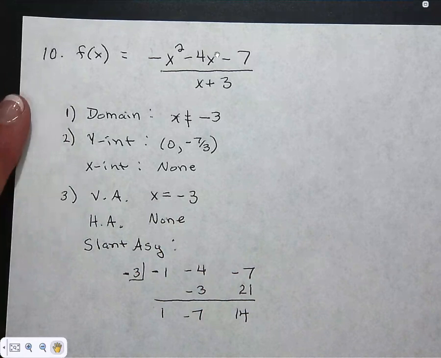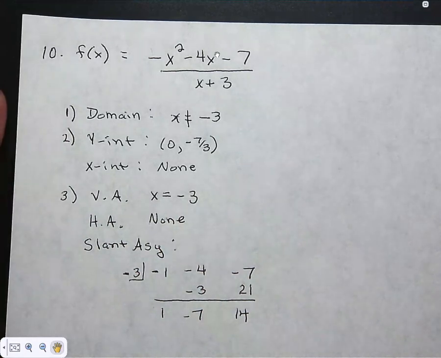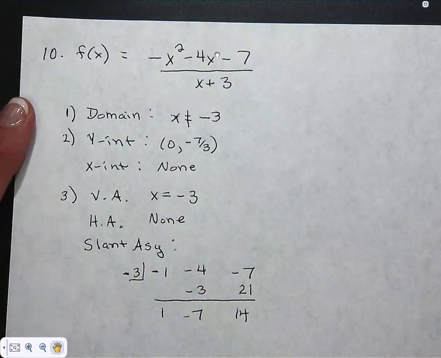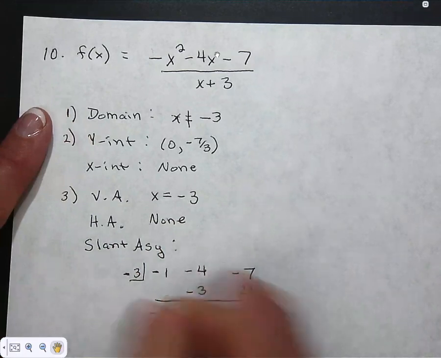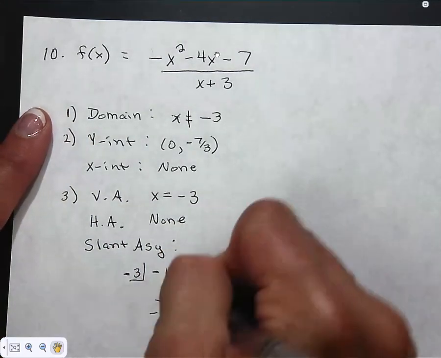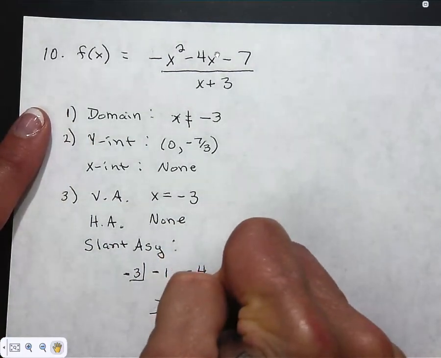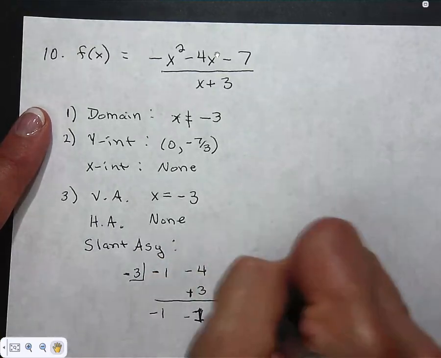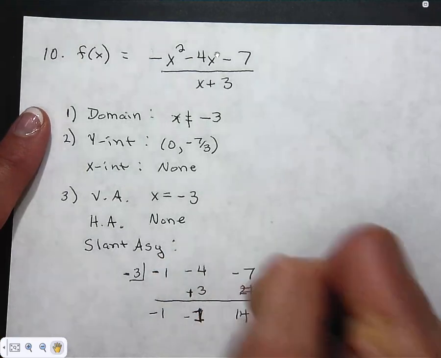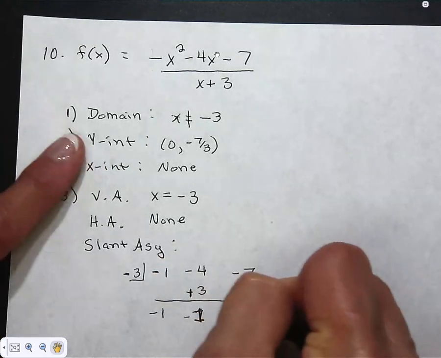What did I do? I just lost my negative? Yep, you're right. -3 times -1 is +3. So that's -1 times -3 is +3. -7 plus 3 is -4.